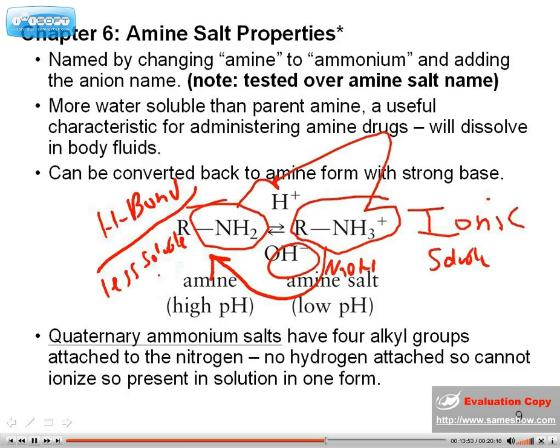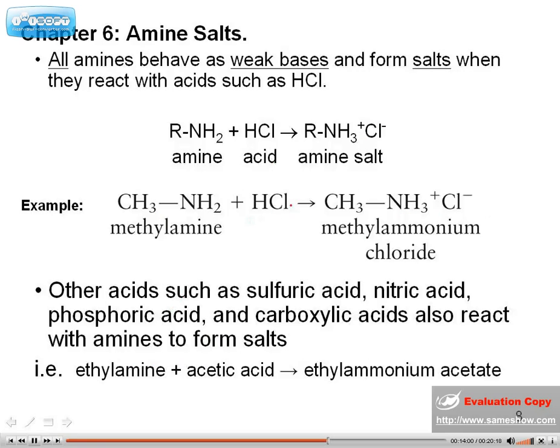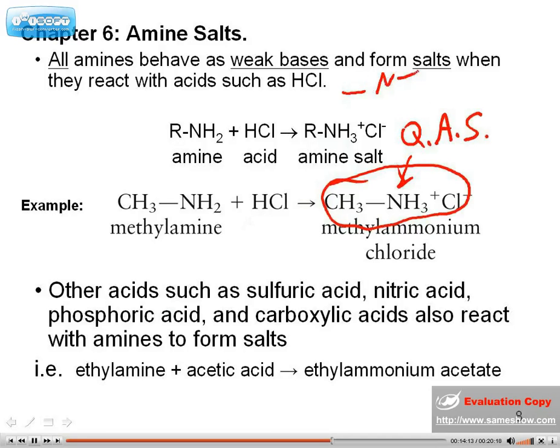So let's go ahead and take a look at this bottom one, quaternary ammonium salts. I didn't talk about those too much, but this is an example of a quaternary ammonium salt. So FYI, that's a quaternary ammonium salt. Why is it quaternary? Because technically this nitrogen has 4 bonds, 1 to a hydrogen, 1 to a hydrogen, 1 to a hydrogen, and to the methyl.